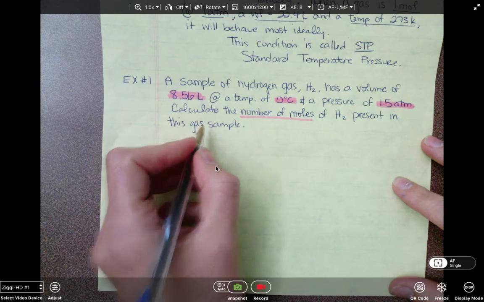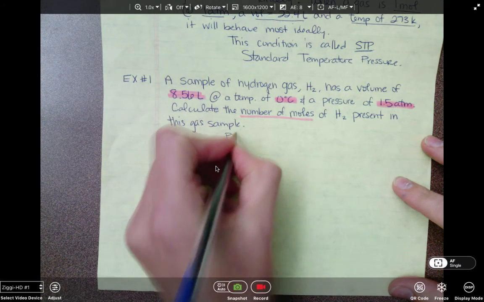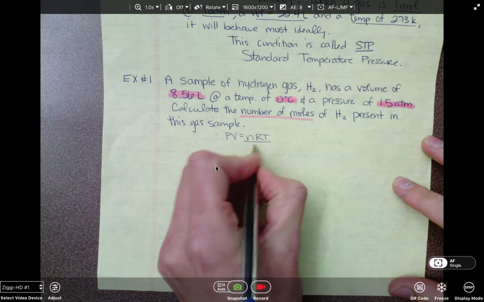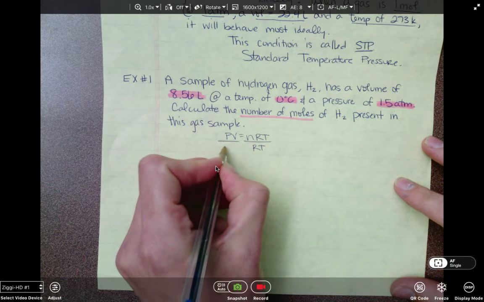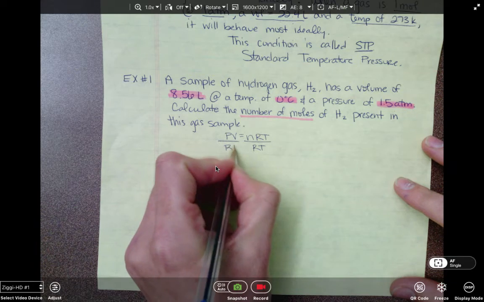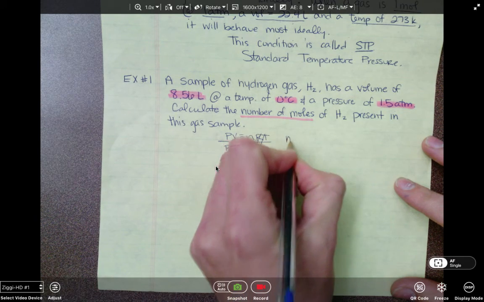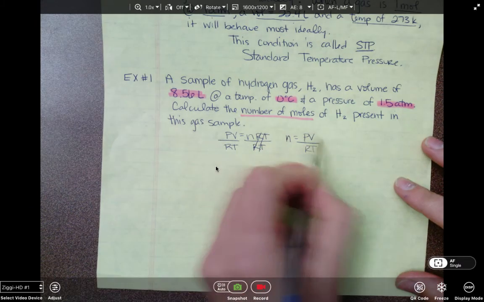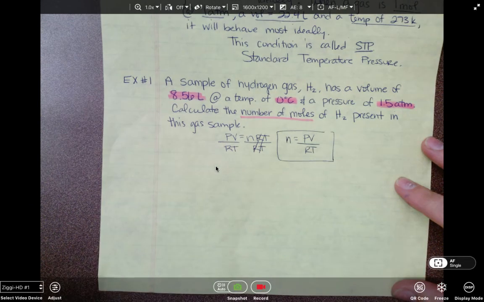So if my number of moles is my unknown, I'm going to write the base equation, PV equals nRT. Well, I want to solve for n, so I'm going to divide both sides by what's attached to n so I can get the proper equation. n equals PV divided by RT. So this is the equation that I want to use to solve for n.